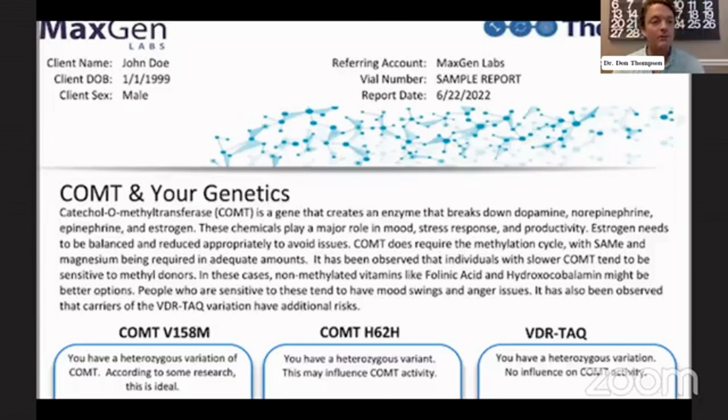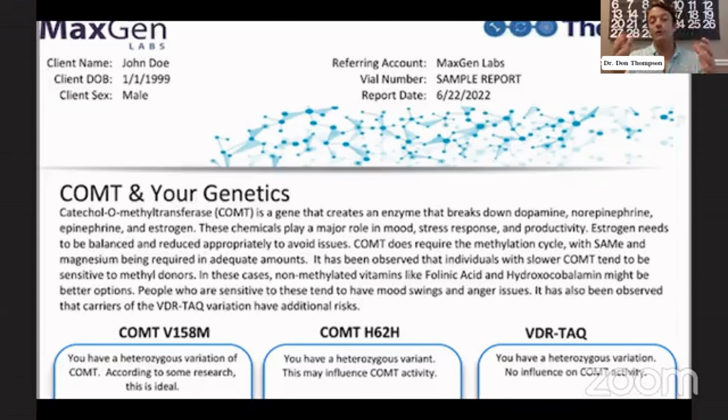Here's another report. These are sample reports. John Doe, he won't mind if I'm showing this. This isn't a HIPAA violation. So over here, the COMT V158M. This is the variant. You have the ideal, right? This is the ideal. The COMT H62H.